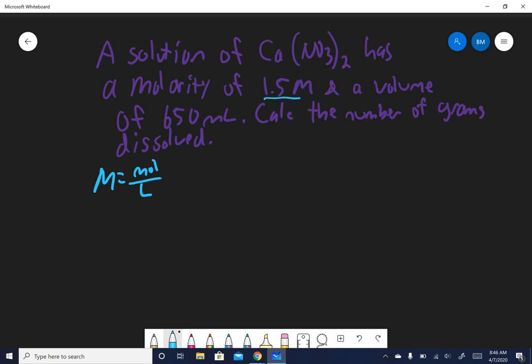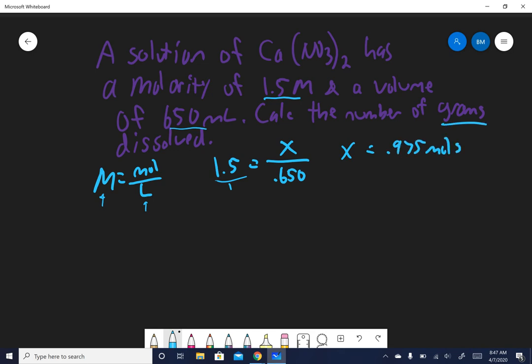So I know the molarity is 1.5. That goes here. I know the volume is 650. That goes here. That's 0.650. So I'm going to do that right now. 1.5 equals x over 0.650. This is really over 1. Cross multiply. X equals 1.5 times 0.650. And I get 0.975 moles.